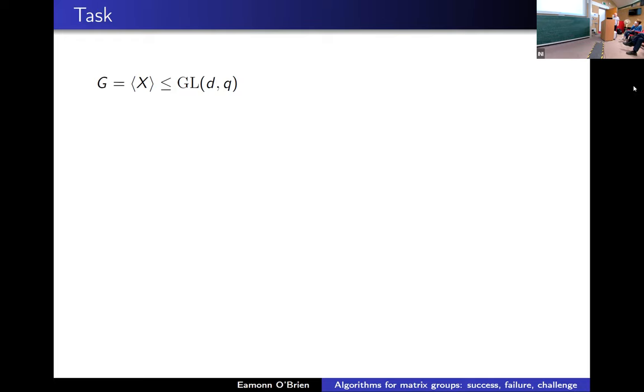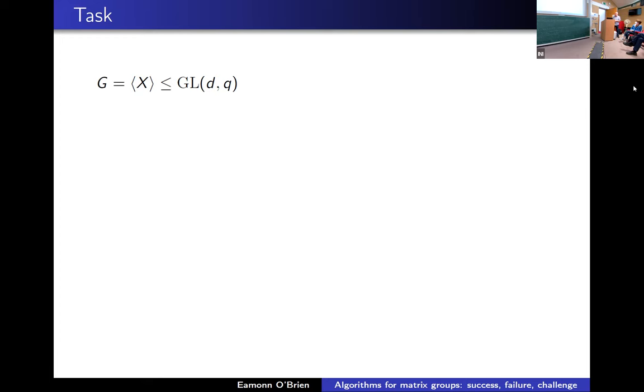So the context is, I'm given a bunch of matrices, and I'm interested in knowing something about the group that they generate. For all intents and purposes, I'm thinking of X as being a generating set, which is of small, fixed cardinality. I'm not worried about it somehow depending on the input. I'm thinking of it as being two or three or five generators rather than something which depends on d.